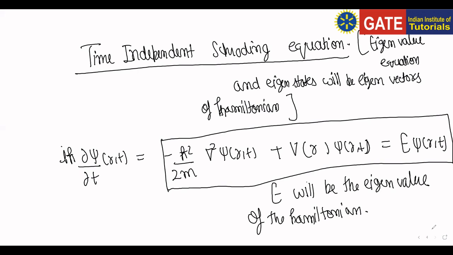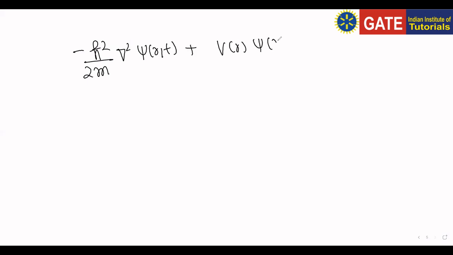You can get energy eigenstates by solving this equation, right? These are called eigenstates of the Hamiltonian. You can get measurable values. Start from here: minus h cross square upon 2m del square psi of r comma t plus v of r psi of r comma t equals E psi of r comma t.